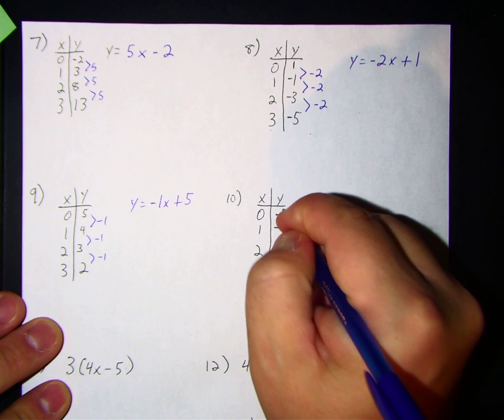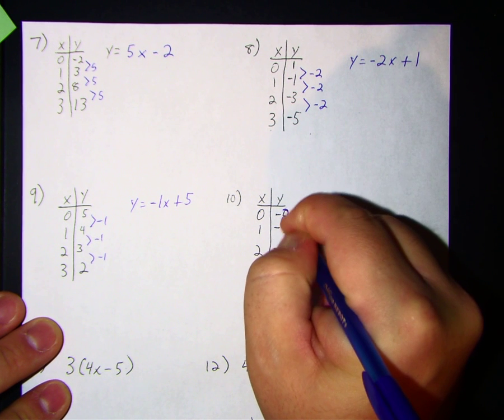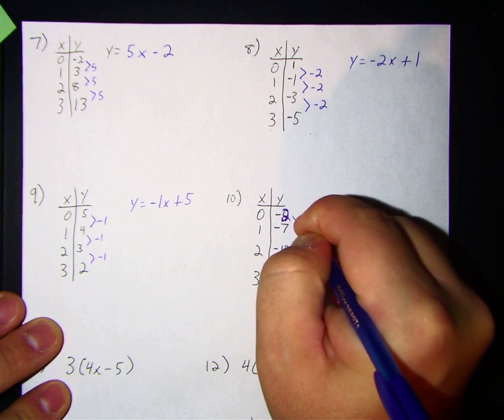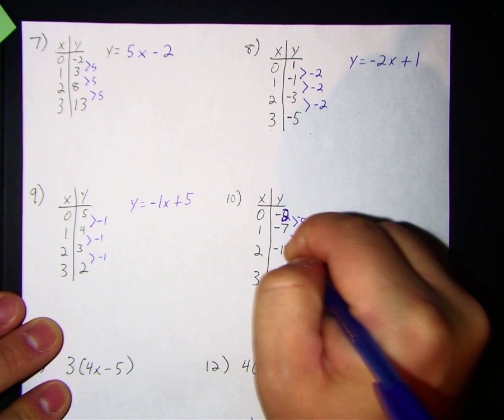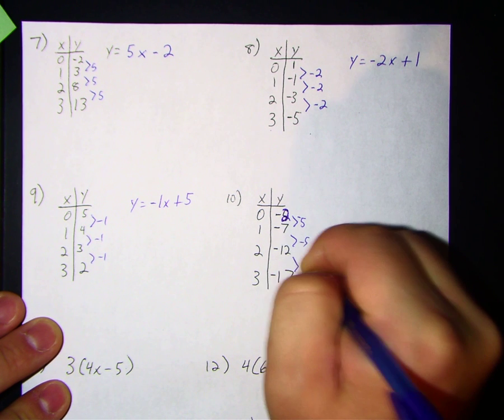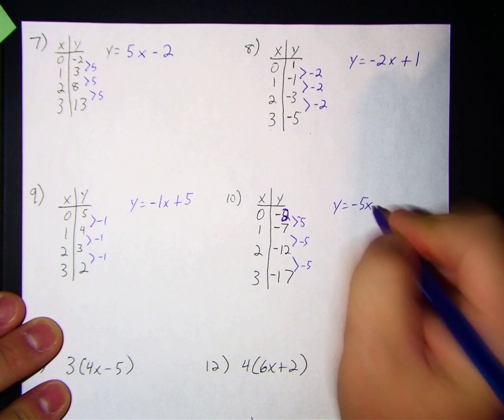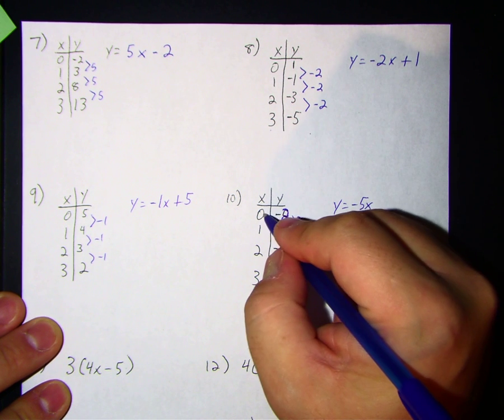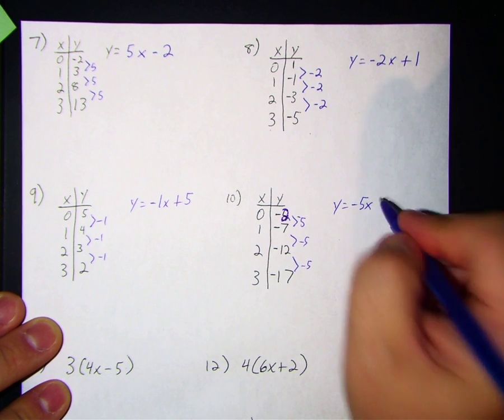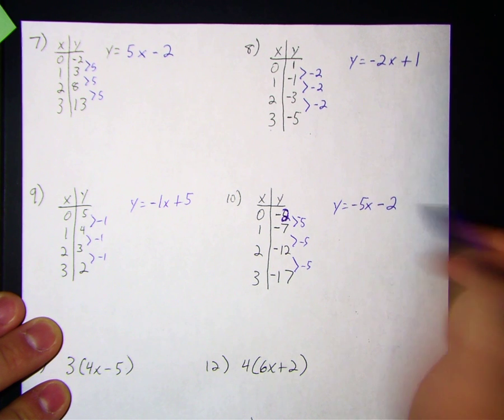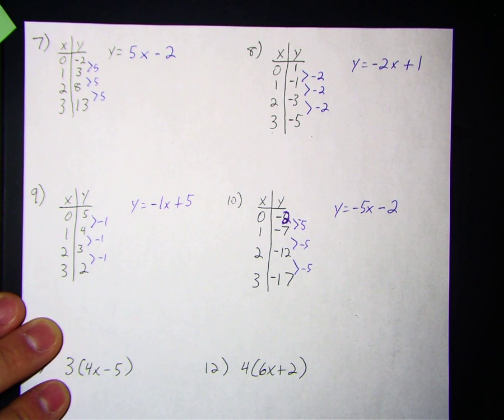Here, I said this was negative 2. So this difference was negative 5. So y equals negative 5x. Negative 5 times 0 is 0. Minus 2 is negative 2. So it's negative 5x minus 2.